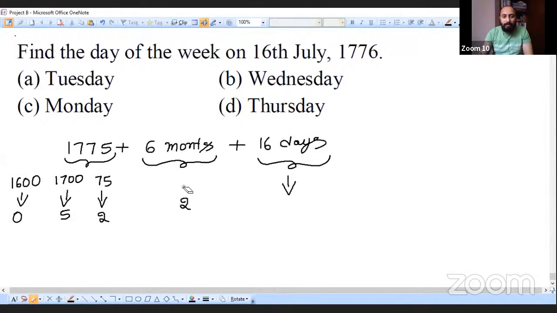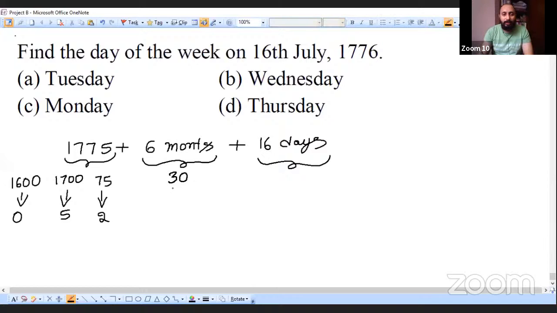Let's check this 6 month odd days. So 31, 31 means how much? 31 means Monday, it starts with 30. 30 means how many odd days? You can do it directly for 6 month.